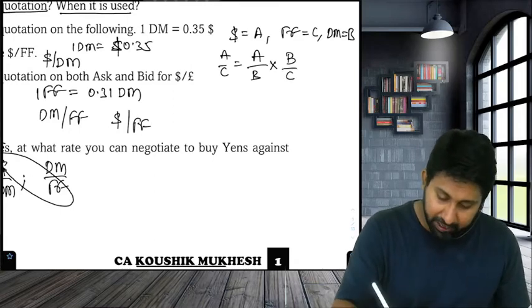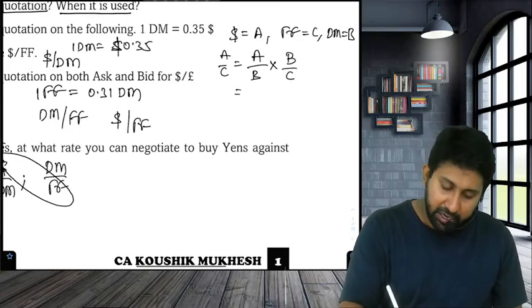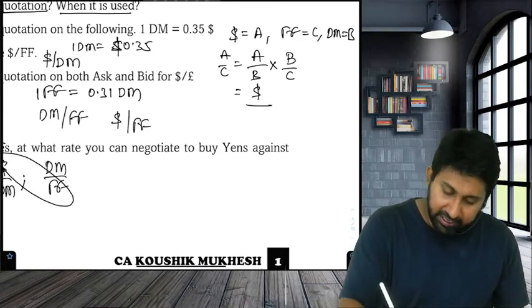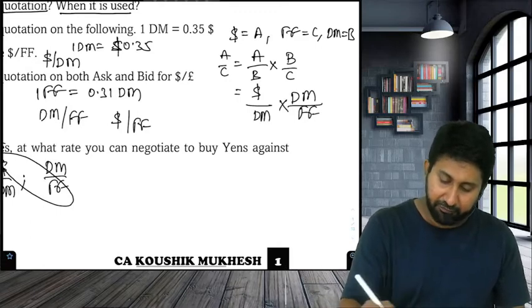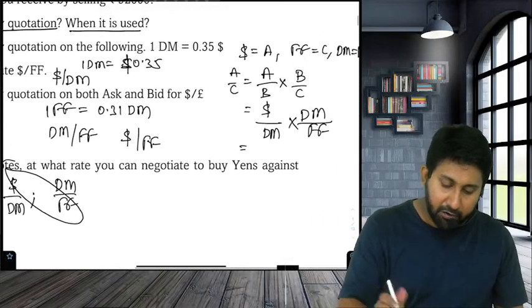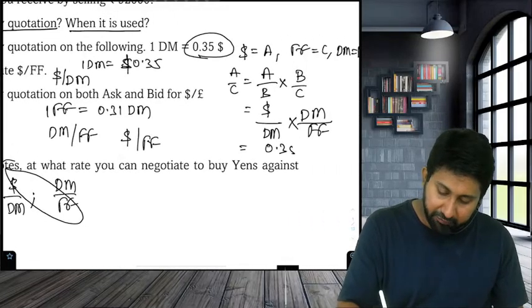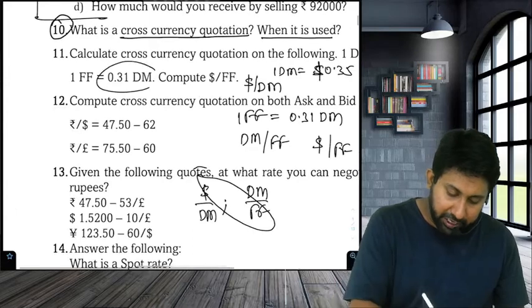Sorry, A by B into B by C. A by B, dollar by DM, means DM into what is B? DM divided by C, FF. So dollar per DM, number of dollars per DM, 0.35, into number of DMs per FF.